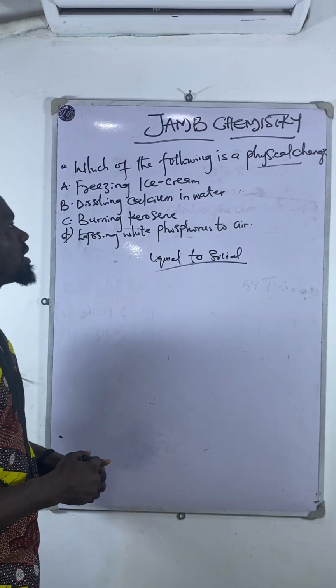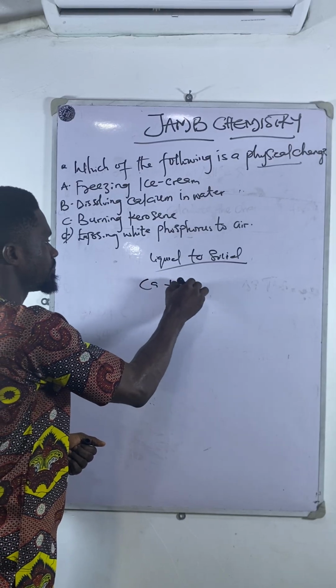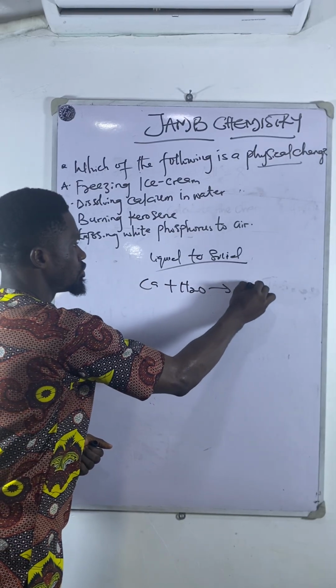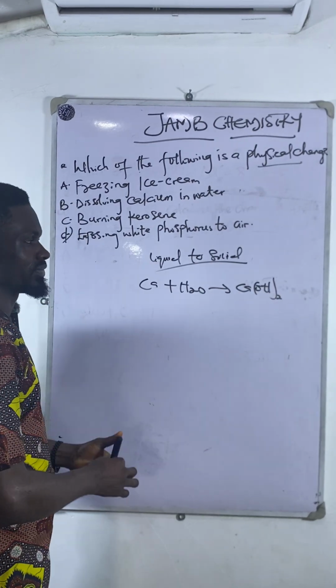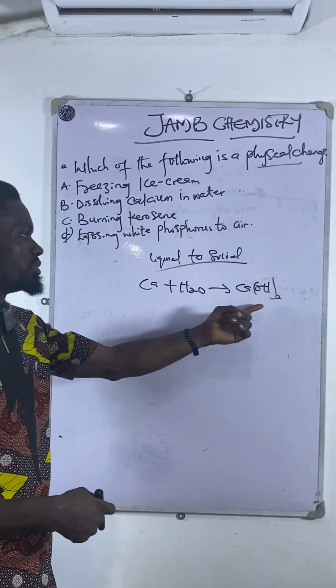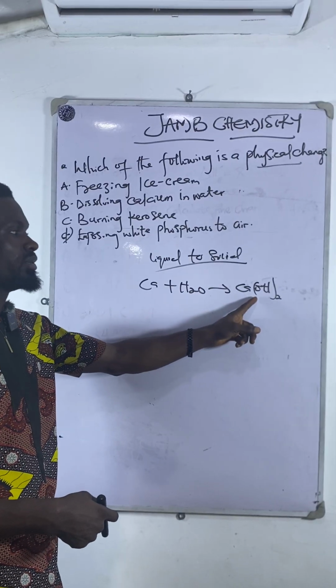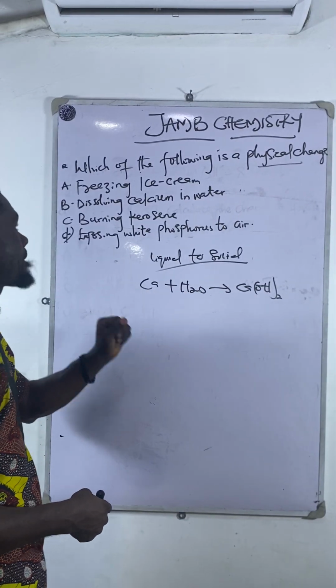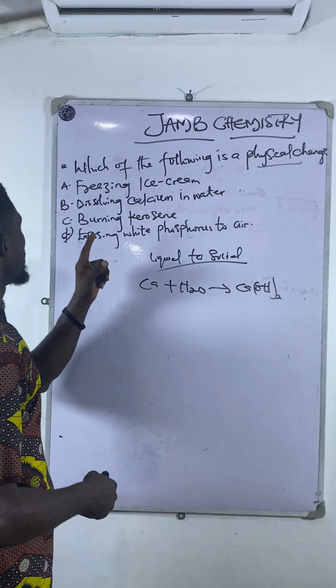So, dissolving calcium in water. If you dissolve calcium in water, you are going to form calcium hydroxide, of course. So a new substance is formed. Do you see it now? This means it is a chemical change, because you produce a new substance, and this is difficult to reverse back to calcium by physical method. Take note of that.